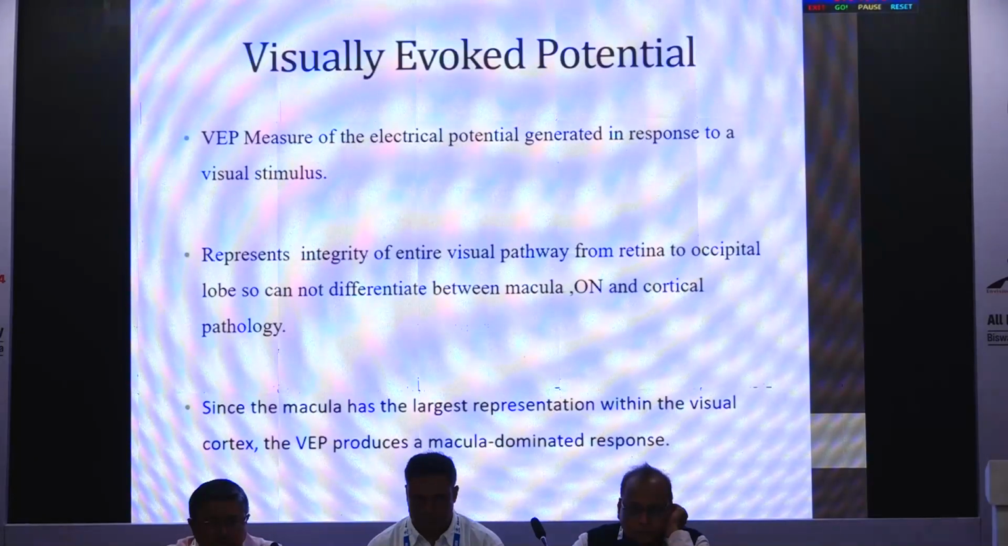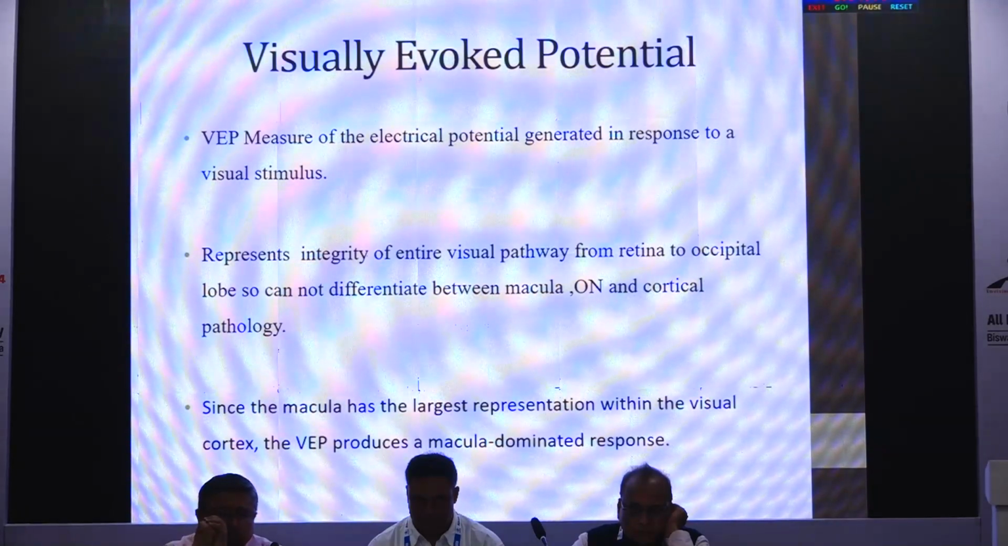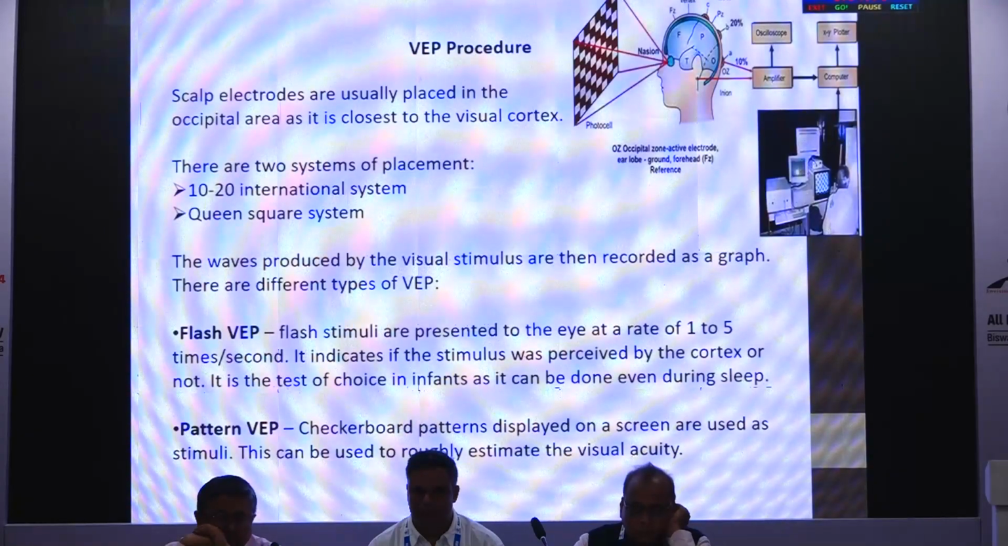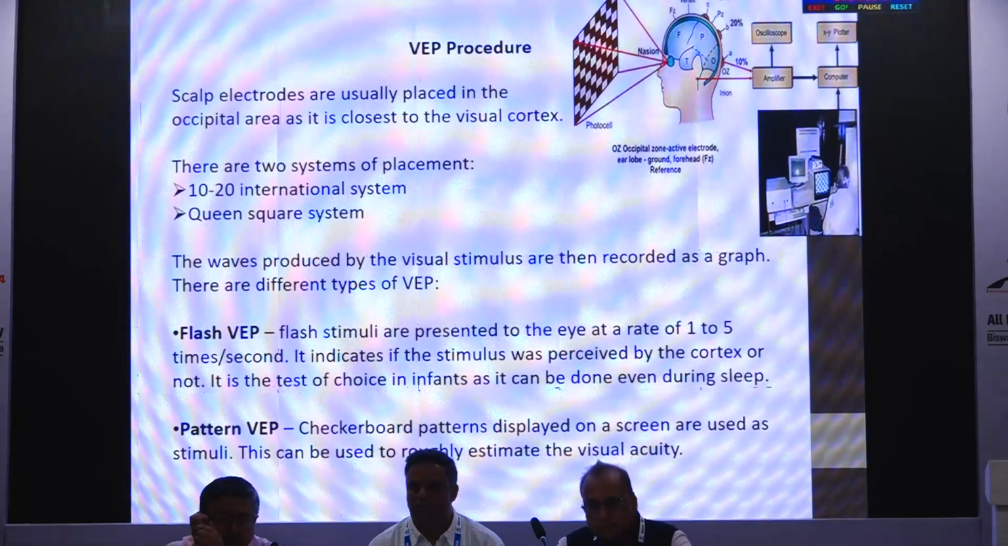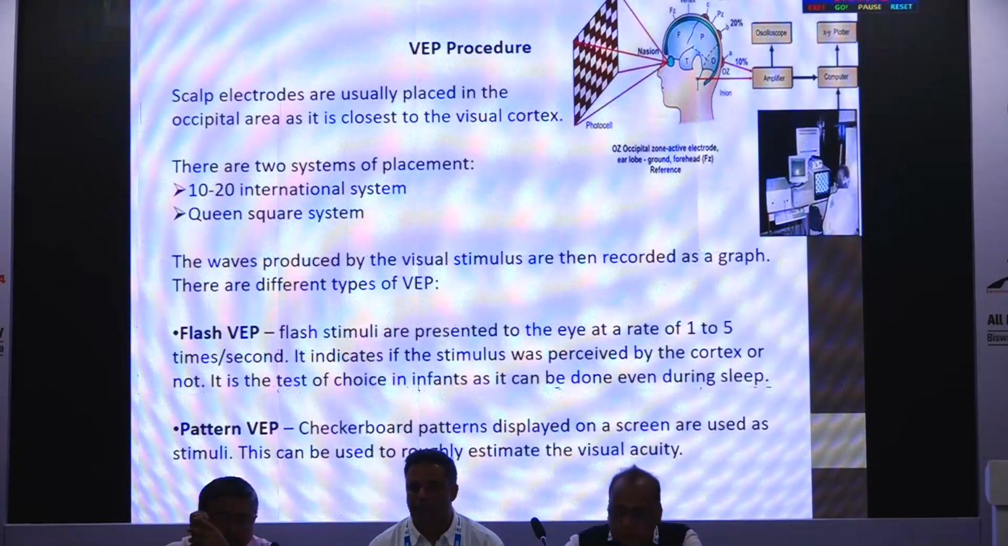glaucoma, and retinal degeneration. VEP is also an electric potential generated in response to visual stimulus. Here the macula has the largest representation within the visual cortex, so VEP produces a macular dominated response. It is done in two ways. There are two systems of placement of electrodes, the 10-20 international system and the Queen Square system, and there are two different types of VEP: flash VEP and pattern VEP.